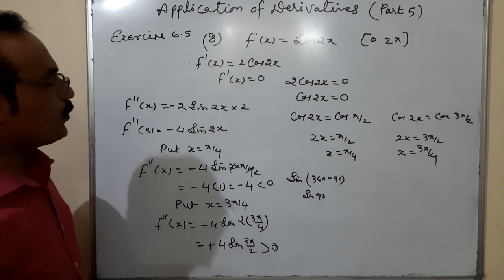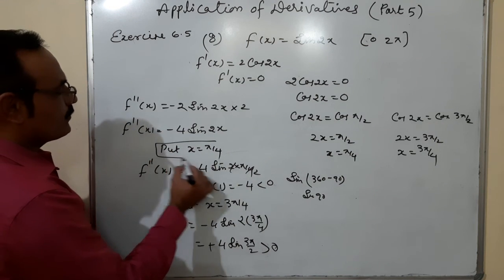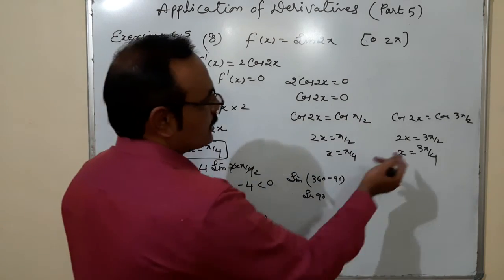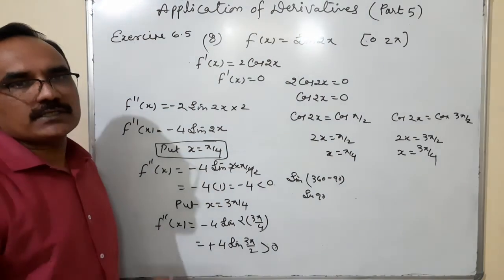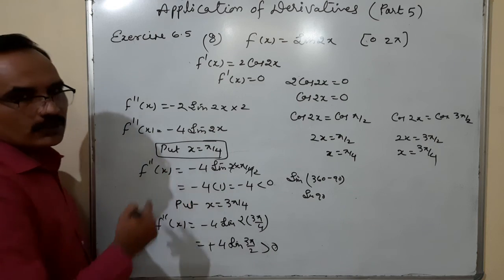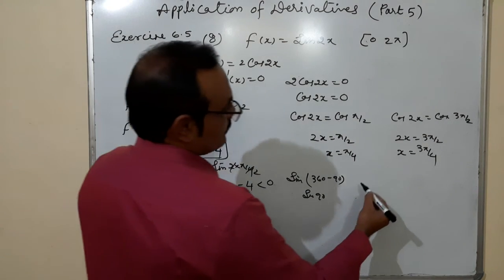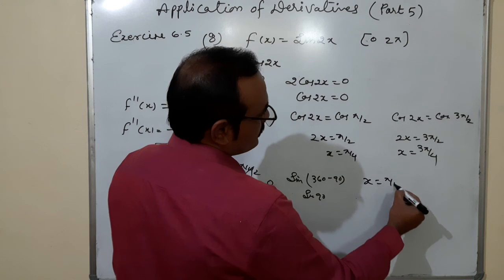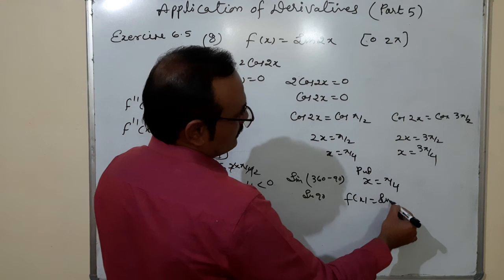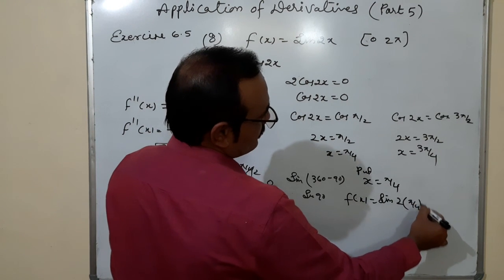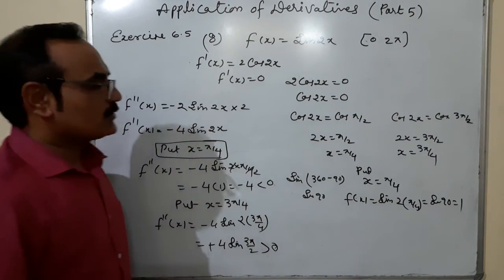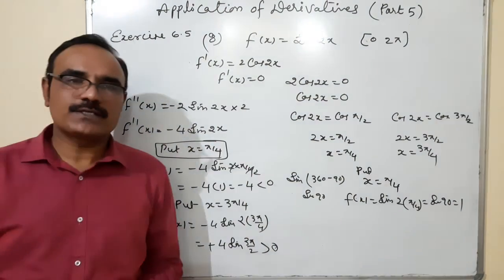So that means there is only one point, x is equal to pi by 4, at which it attains a maximum, because at the second point, 3 pi by 4, it is not attaining a maximum. Maximum is attained at x is equal to pi by 4. So put x is equal to pi by 4 in the function f of x is equal to sine 2x, pi by 2, that is sine 90, and sine 90 means it is 1. So at x is equal to pi by 4, the maximum value is 1.